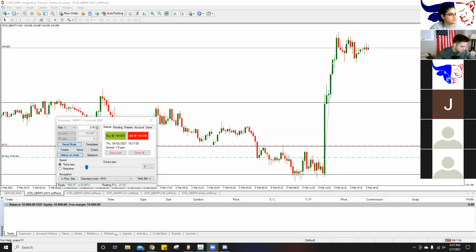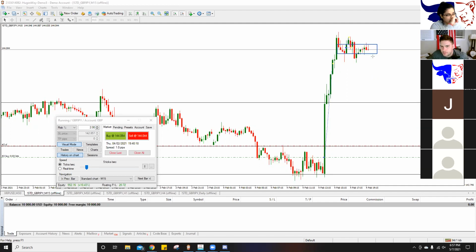So here, another resistance kind of being respected still, right? Right into that zone that we've talked about, right into this area. Yep. Got a bearish close on the 15-minute.